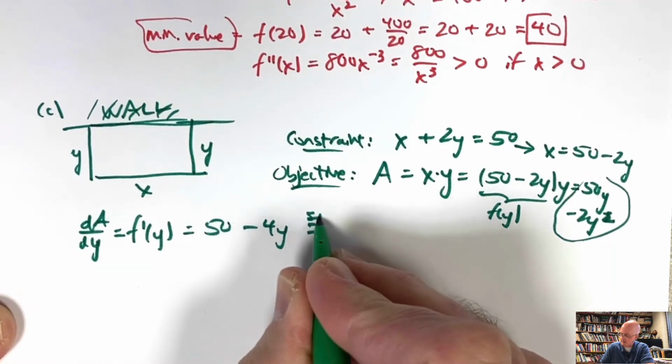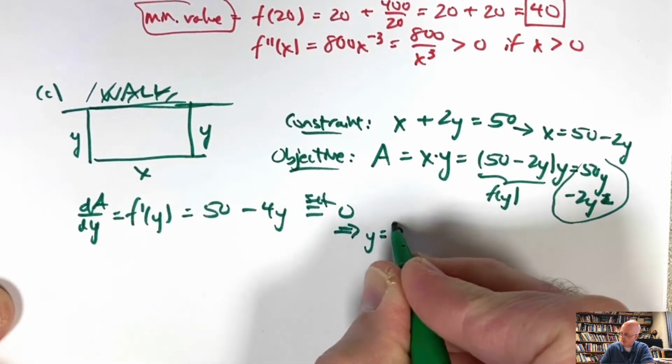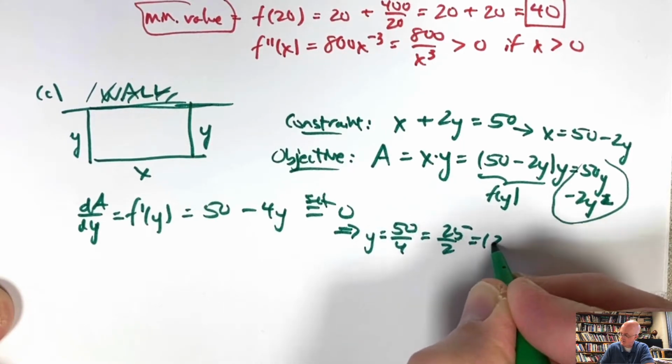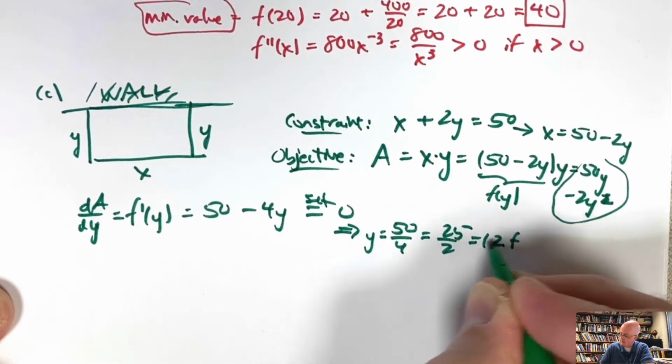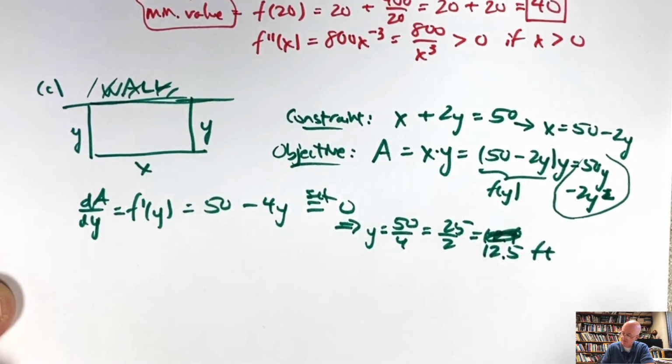Set that equal to 0. Solve for y. y is going to be 50 over 4 when you solve for y. That's going to be 25 over 2, which is the same as 12.5. 12.5 is what that's supposed to be. Feet, that's one of the dimensions.